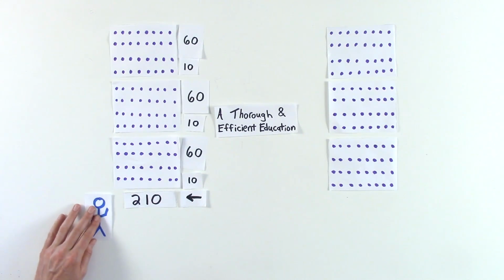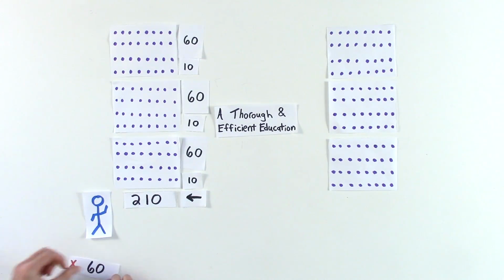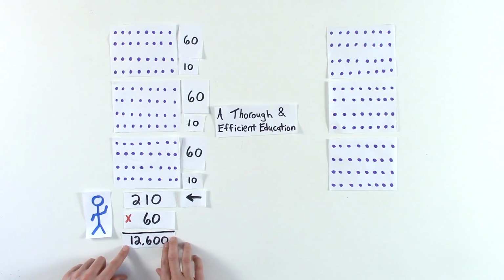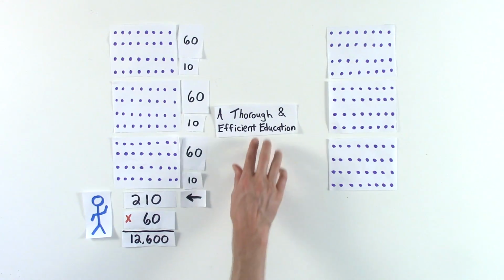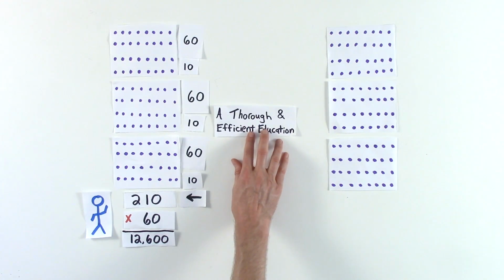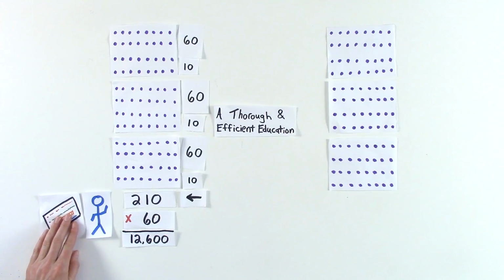And of course, I have to do this for every topic that I teach in economics, all 60 of them. That's 12,600 minutes of repetitive live lecture throughout each semester. That is certainly not providing my students with a thorough or efficient education, so I decided to make a change.